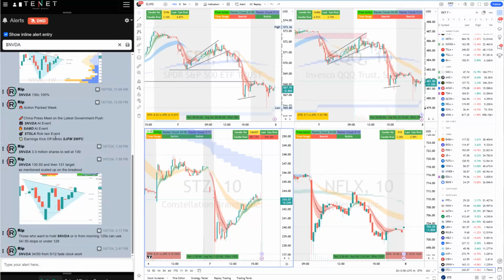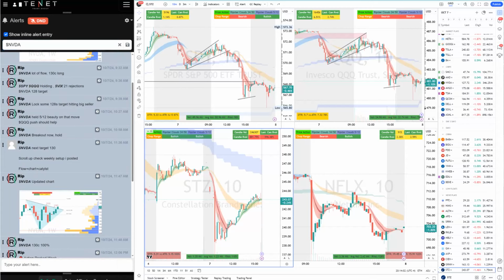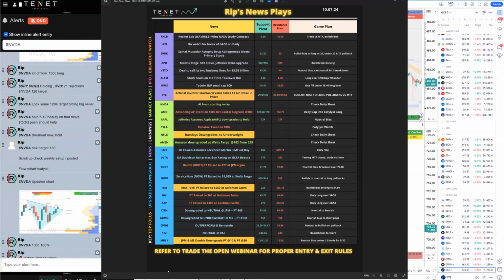We're going to start with NVIDIA today. NVIDIA was one of our big winners today. Let's see what was going on with NVIDIA. NVIDIA today had an AI event, which started today. The CEO was speaking, and a bunch of other things. So we had a catalyst.